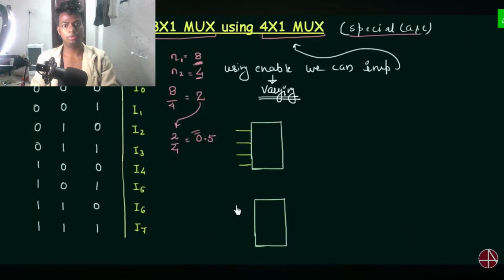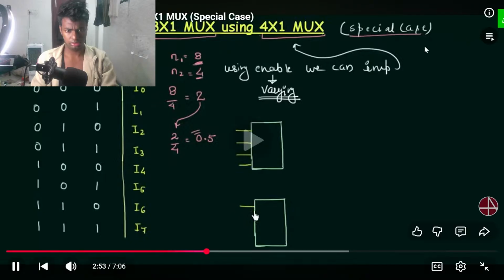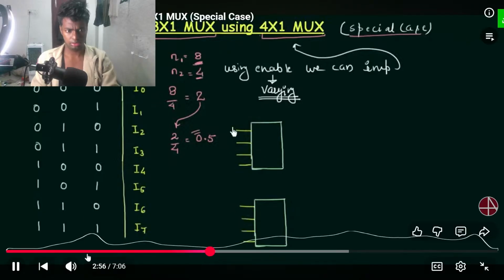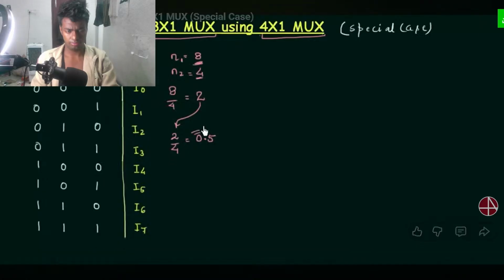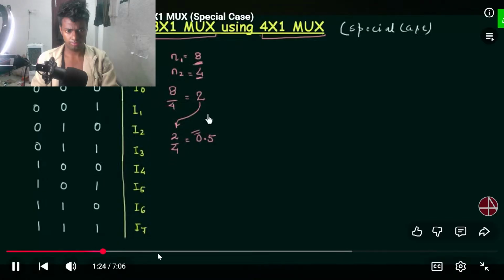So we need to make an 8 cross 1 mux using 4 cross 1 mux. How many do you think we need? 8 by 4 is 2. Or 2.5? This is going to use 2.5 mux. It means that not all of the inputs of the third 4 cross 1 multiplexer are used. So this is a problem. We cannot use that method to implement in this case.